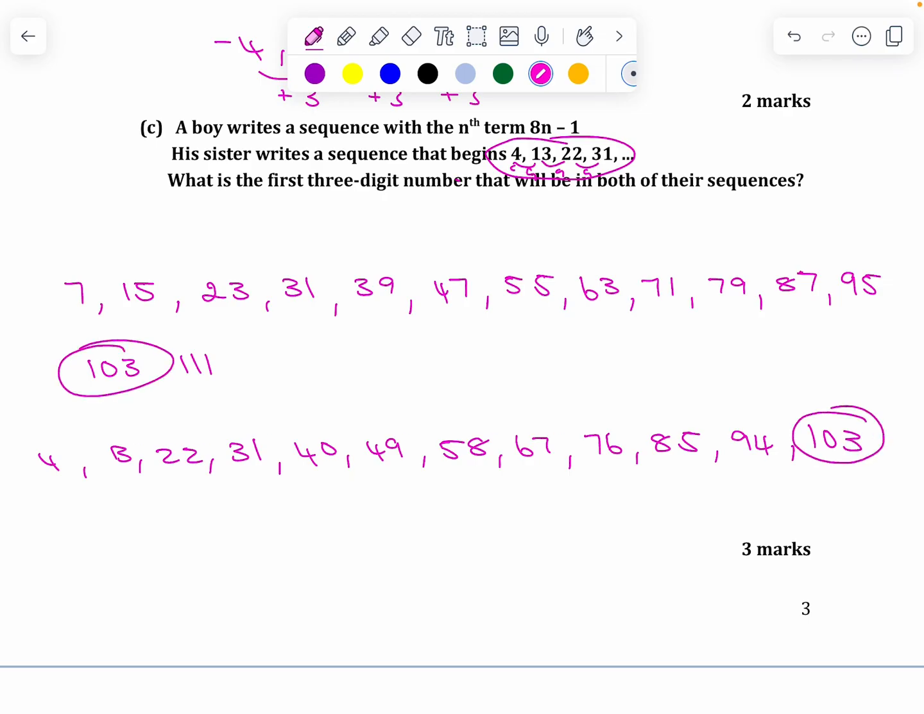That's the first 3-digit number that will be in both their sequences. I gave 1 mark because some of you found 31, but be careful, that's a 2-digit number. So 103 is the answer you're looking for.